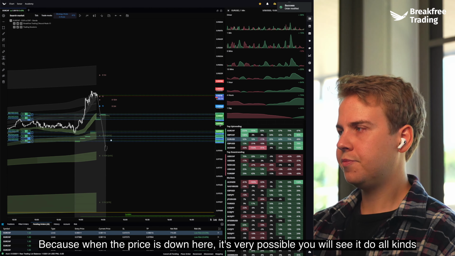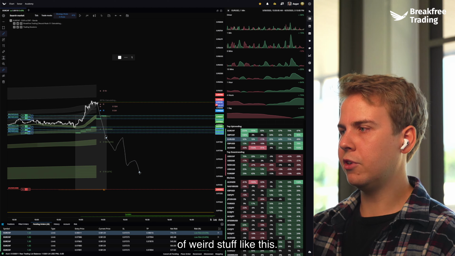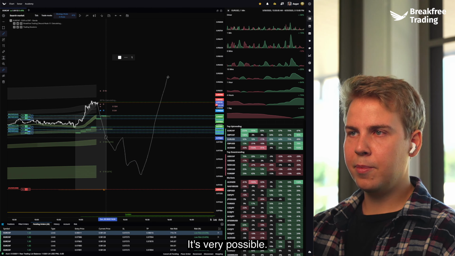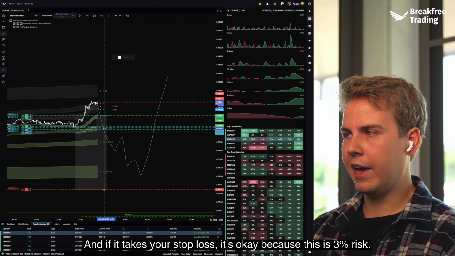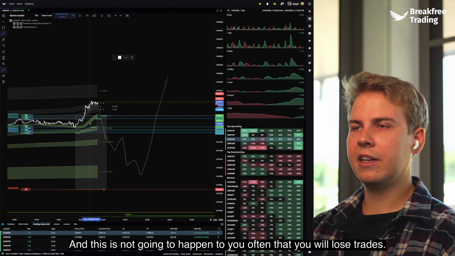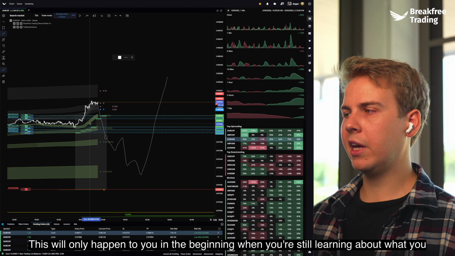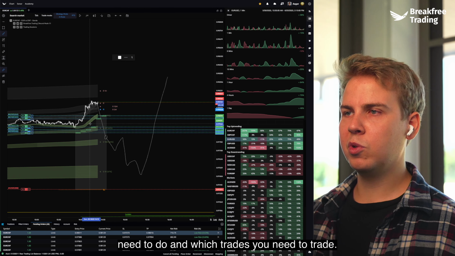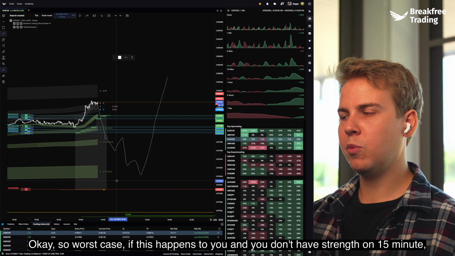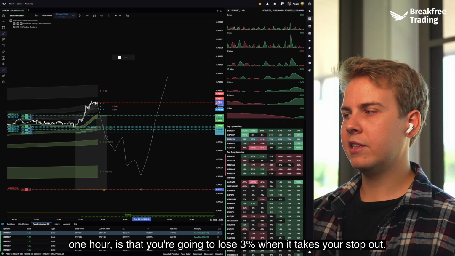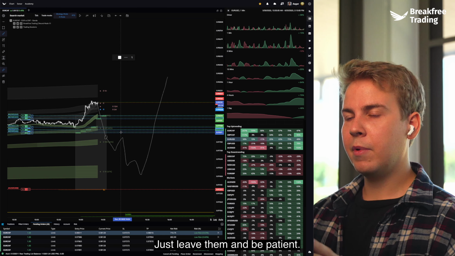because when the price is down here, it's very possible you will see it do all kinds of weird stuff, like this. It's also possible it takes your stop loss. And if it takes your stop loss, it's okay, because this is 3% risk, okay? And this is not going to happen to you often, that you will lose trades. This will only happen to you in the beginning when you're still learning about what you need to do and which trades you need to trade, okay? So worst case, if this happens to you and you don't have strength on 15 minute, 1 hour, you're going to lose 3% when it takes your stop out. But you have a very good chance still to get out of these trades at break even. Just leave them and be patient.